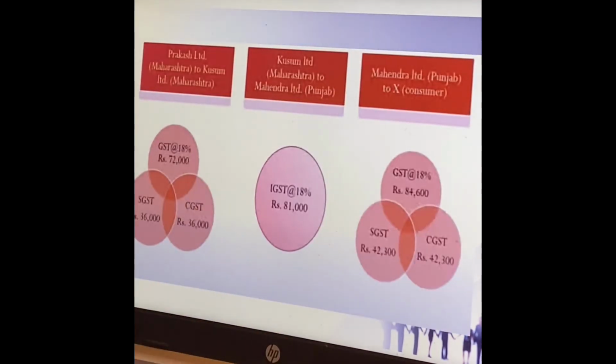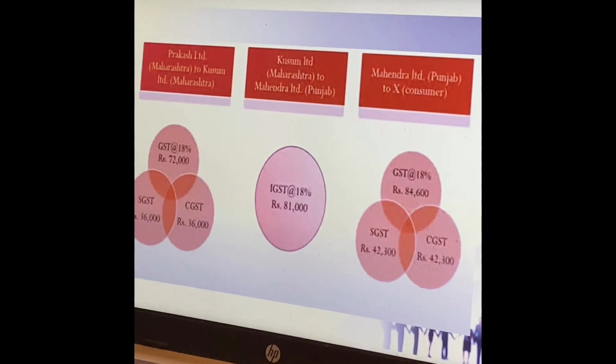So first, Prakash Limited to Kusum Limited, which is Maharashtra to Maharashtra, within the state. The amount was 72,000, in the same state. So it will be divided into two parts, SGST and CGST. Of the 72,000, half will be given to the state government and half to the central government. So 36,000 to each government.